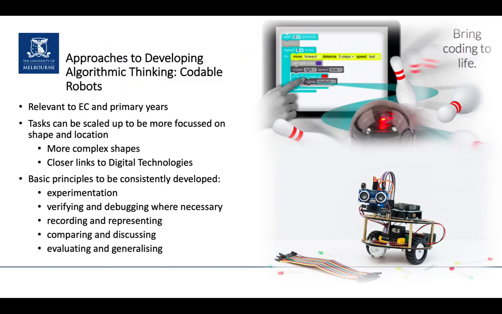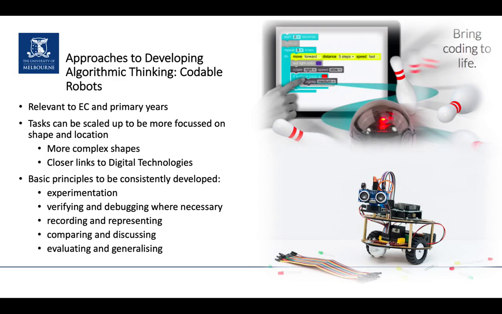Approaches to developing algorithmic thinking. One approach that you can take is with codable robots. And this is relevant to early childhood and all of the primary years. The task can be scaled up to be more focused on shape and location.